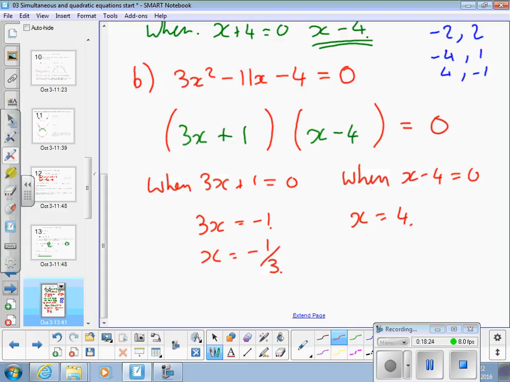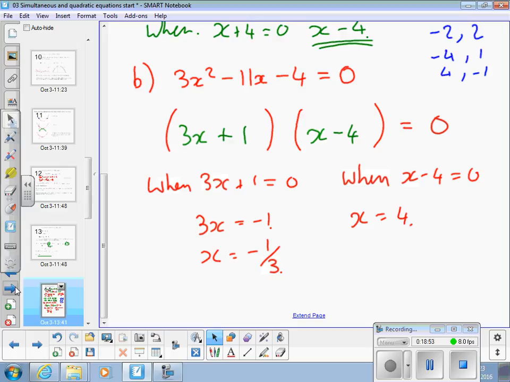Well, it depends on the problem, Lewis, because the roots of that equation are that x is minus a third, and x is 4. But in some problems, you might not be interested in the negative value. It depends what problem you're trying to solve.